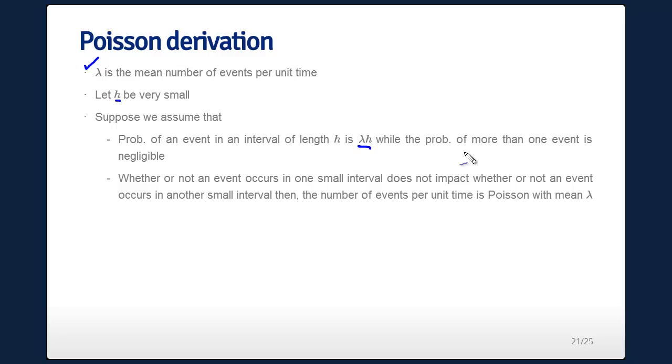And then whether or not a person shows up in one interval doesn't impact whether or not a person shows up in another interval. Maybe all of these assumptions are suspect for the bus stop example, but at any rate, these are the underlying assumptions for something to be a Poisson process. And then if you take any interval and you count the number of events that occur in that interval, that's a Poisson random variable. And that's the original derivation of the Poisson random variable through Poisson processes.